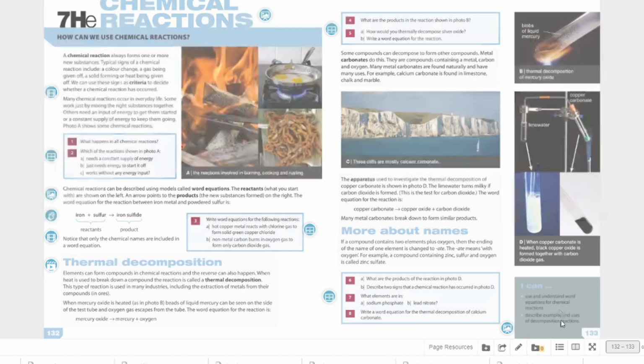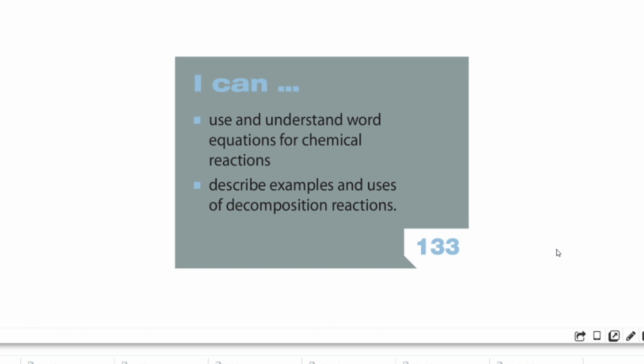However, learning objectives for today. Excuse me, bit of a cold.